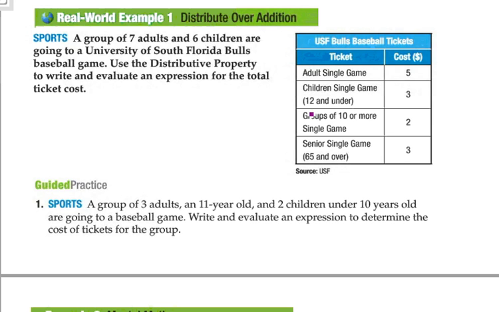It's very important to actually go through the whole table and answer that, because right away we want to say, oh, well, we're dealing with 5 and 3. But look at this. Groups of 10 or more are $2.